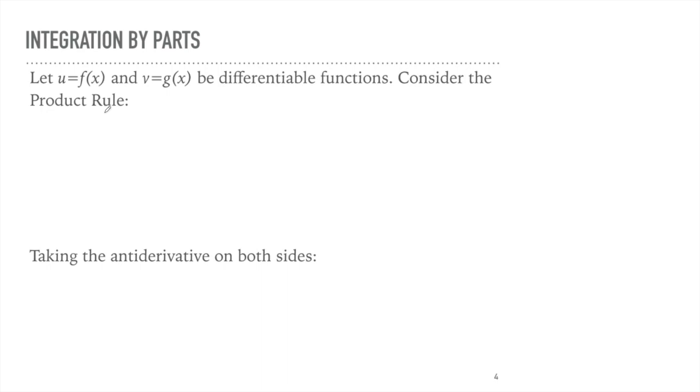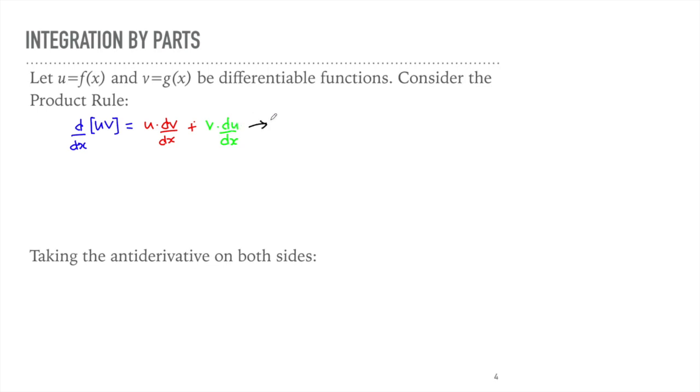Okay, so let's start. We have two functions, u, which is f of x, and v equals g of x. Both can be differentiated. Let's recall the product rule. So, let's say you have the product of u times v. Then we will take its derivative. We will use the differential notation. So, d over dx of uv will be equal to u times the derivative of v over dx plus v times the derivative of u over dx.